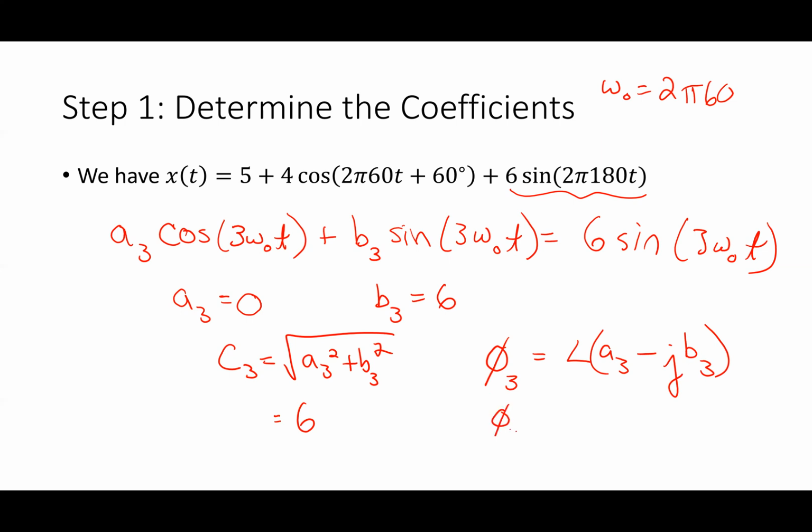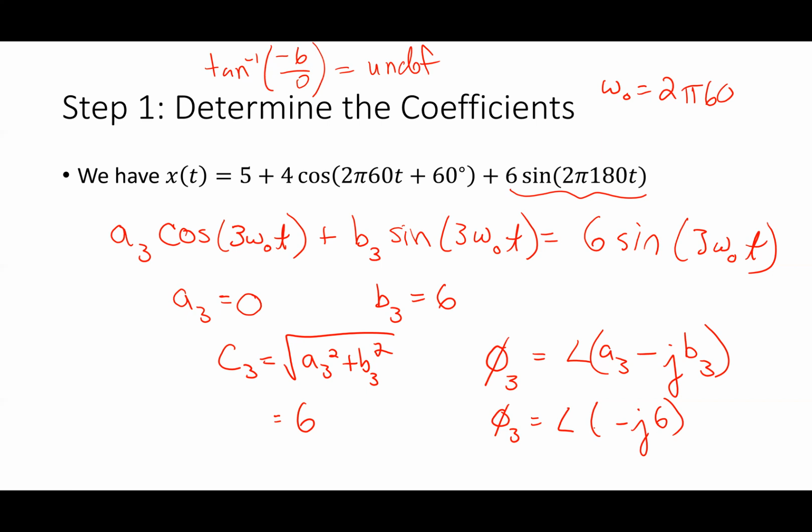Now, phi 3 is the angle of, let's plug in there, A3 is 0. So B3 is 6. So I got the angle of j6. What's the angle of negative j6? This is where a number of people come to me and say, so arctan, I put that in, so I got arctan of negative 6 over 0, and my calculator says undefined. Well, that's because your calculator's brain's too small. Yours is bigger, right? What's the angle of negative 6? You said negative 90?